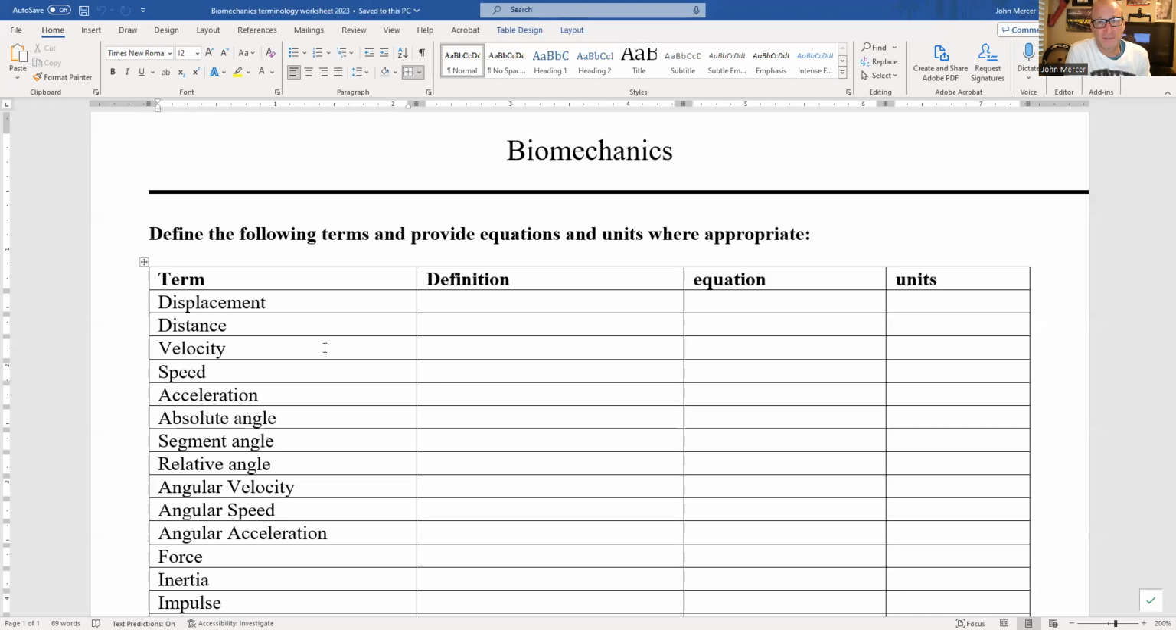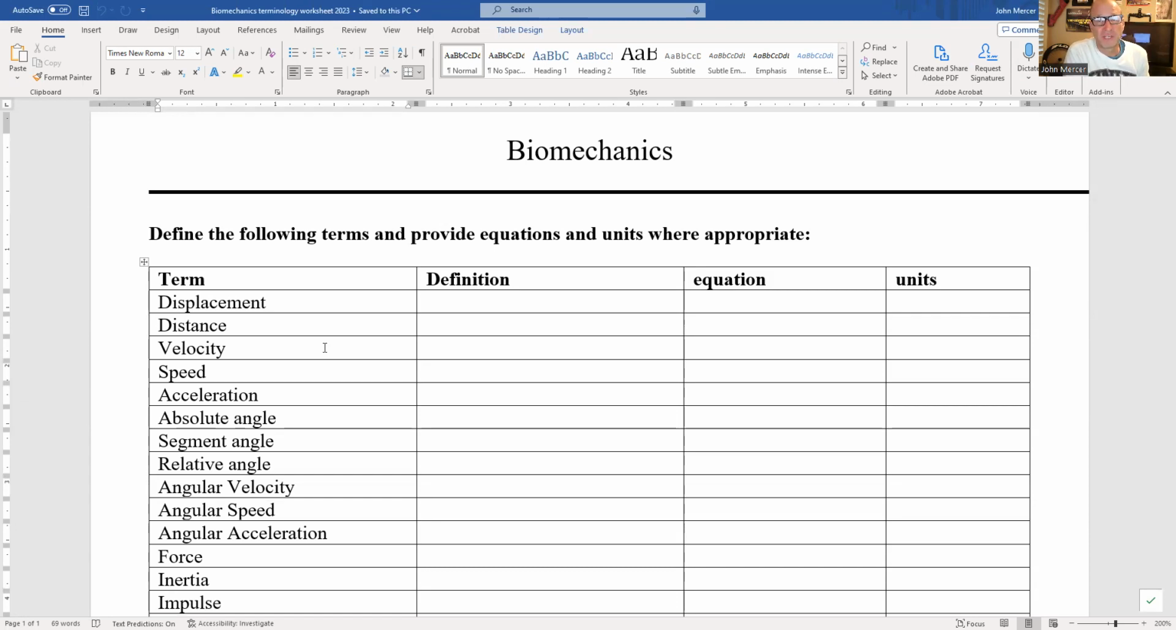Distance is a scalar. It's represented by magnitude only. And it's the total change in position an object goes through. So if we follow the path of an object, we would measure the length of that path, and that would be distance. There's no equation for distance because we're actually measuring the path that the object follows. The units are any units of length: meters, yards, centimeters, kilometers, miles, any units of length. It is a scalar. It's represented by magnitude only.